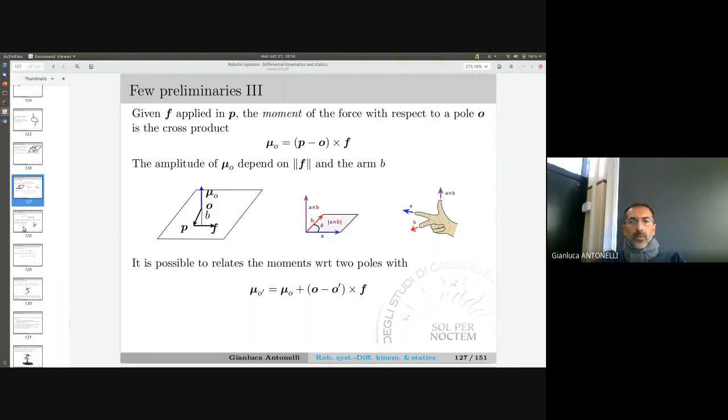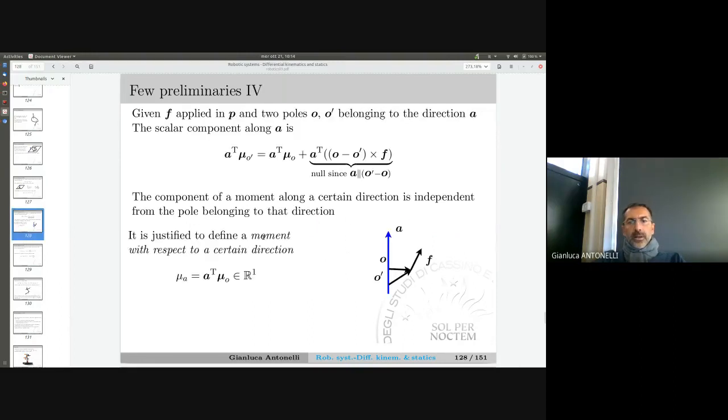Now, when I discuss moment, it makes sense to say that the moment is defined with respect to a certain direction. Okay. Now, we are not going into the details. This is very easy. But what is important is that if I have a force, this force is the same, and the moment associated to this force is the same for all the poles belonging to this direction A. So it means that I can say that the moment is computed with respect to a certain direction, rather than with respect to a certain point.